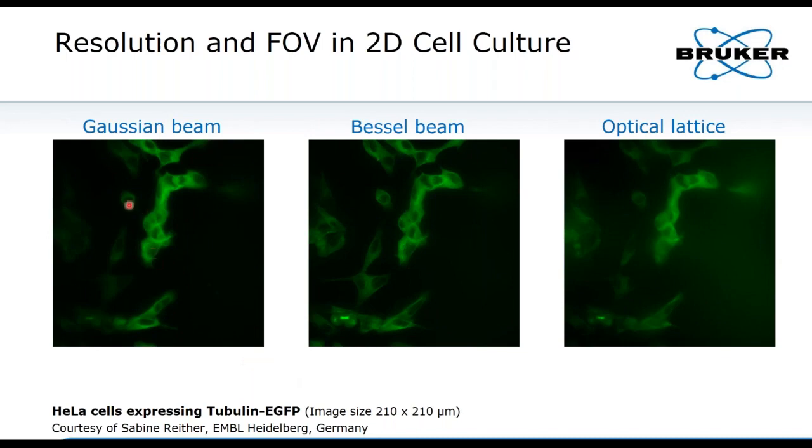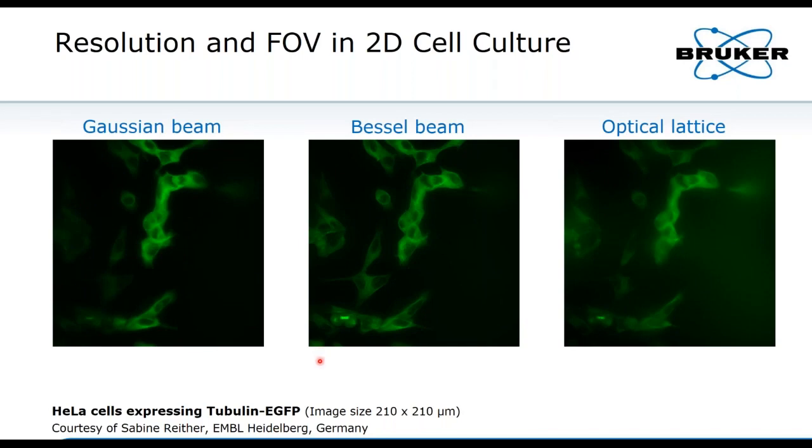When you use a Gaussian beam, you see that the Gaussian beam is best for the central part of the field of view. Then you have a decent resolution and also quite good signal to noise ratio. When you then swap to a Bessel beam, the resolution and the signal to noise ratio remain the same here in the central part, but the whole usable area of the field of view is really expanded to the whole 210 by 210 micrometers in this example, which means a Bessel beam provides the same resolution as a Gaussian beam, but just a larger field of view.